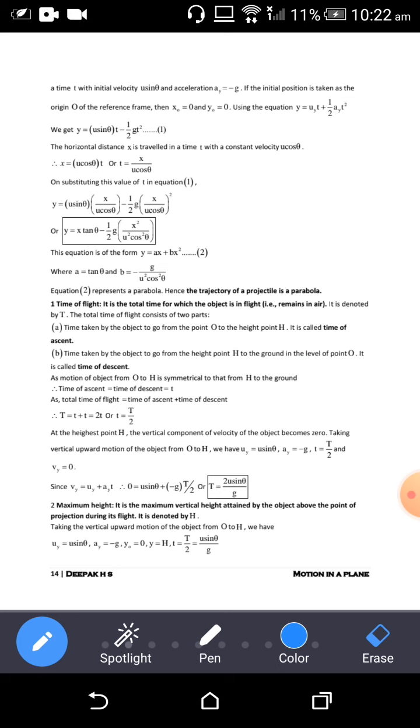So taking the vertical upward motion of the object from O to H, we have u subscript y is equal to u sine theta, a subscript y is equal to minus g, small t is equal to capital T divided by 2, and v subscript y is equal to 0. Okay, v subscript y is nothing but the velocity of the object at maximum height, so that is 0, hence we take it as 0.